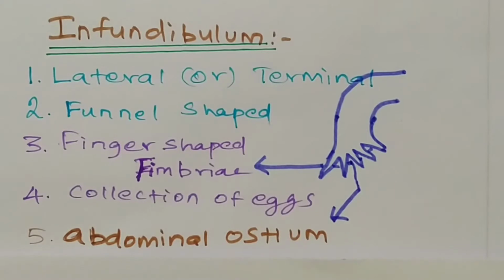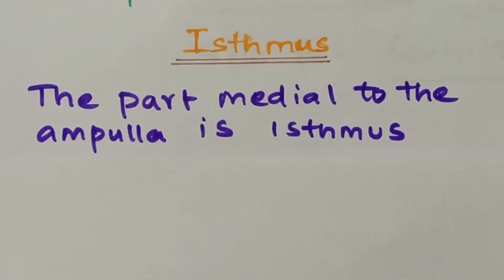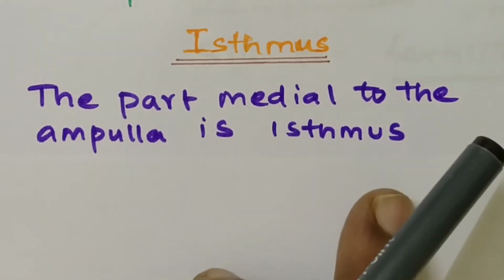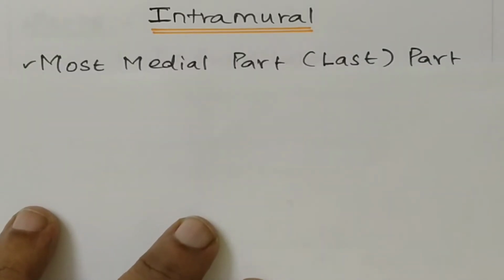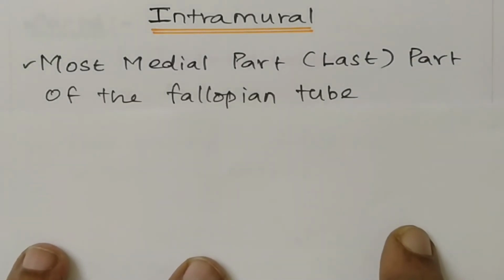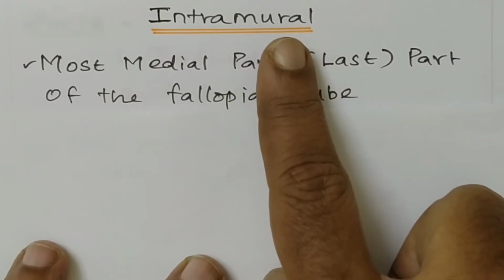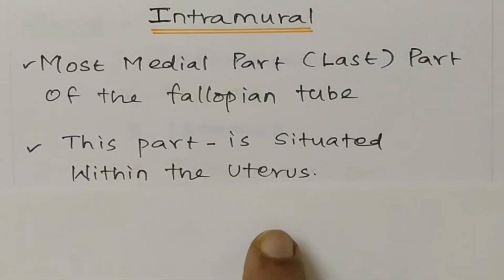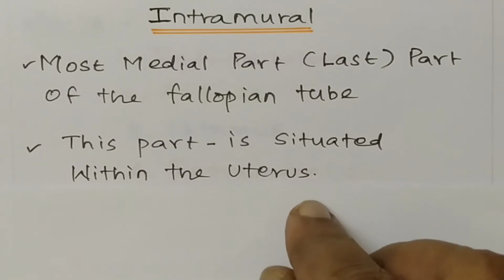Come, let me go to the second part of the fallopian tube, that is ampulla. The isthmus is a part medial to the ampulla. The part of the fallopian tube which is medial to the ampulla is termed as isthmus. Now the last part, the intramural part, is the most medial part, that means the last part of the fallopian tube. It has many names: intramural, otherwise interstitial, otherwise uterine part of the fallopian tube. This part is situated within the uterus. It's a small part which is present inside the uterus, so it is termed as a uterine part.